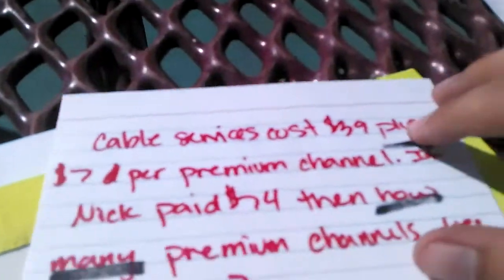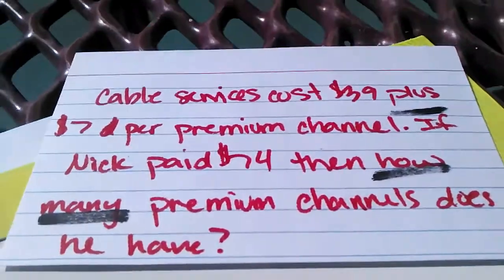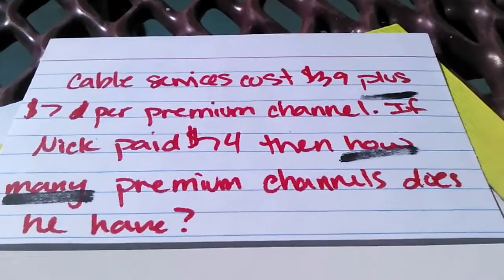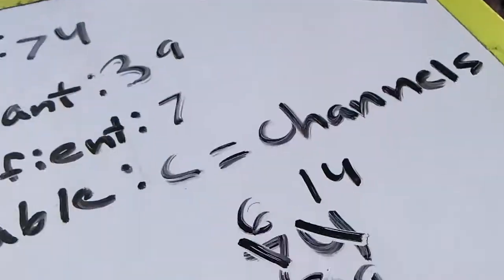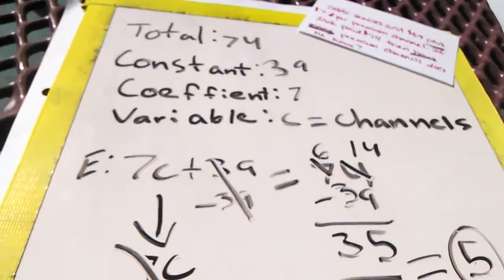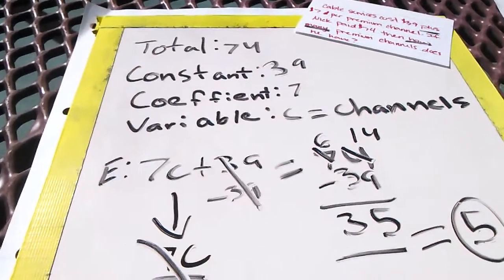So the answer is that he paid for 5 premium channels. So now you know how to solve a variable word problem, hopefully. So these are all the steps that I did.